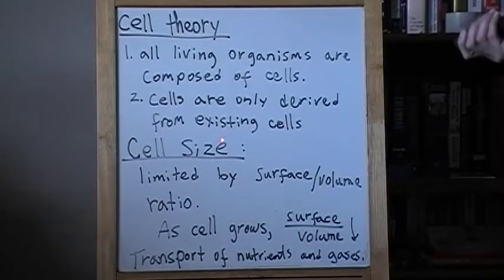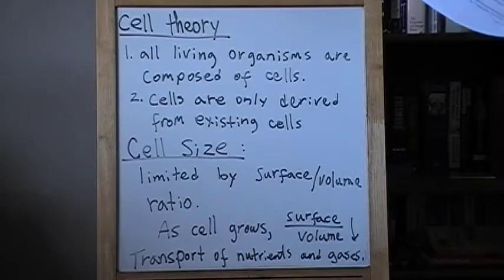And another concept is cell size. Cell size is limited by the surface to volume ratio. So why are cells microscopic? Why aren't there any giant cells as in science fiction movies? Well, because as the cell grows, its surface to volume ratio goes down, and that limits the transport of nutrients and gases.